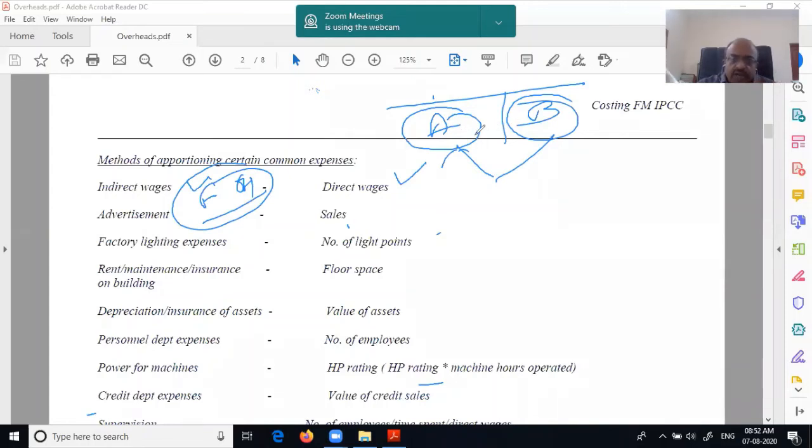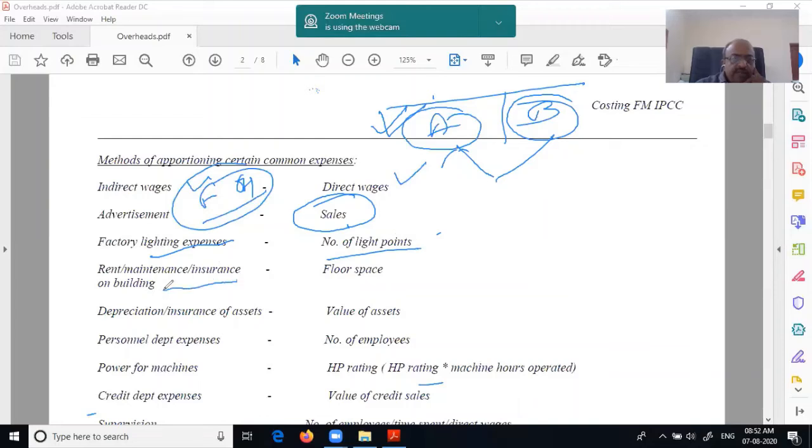You cannot allocate it. Therefore, suppose, for example, this advertisement has been used only for this department which is producing a specific product. Then there's no problem. Then you'll go for allocation. If you're not able to do it, then you have to decide, and based on sales, you have to do the bifurcation. Factory lighting, again common, number of light points.